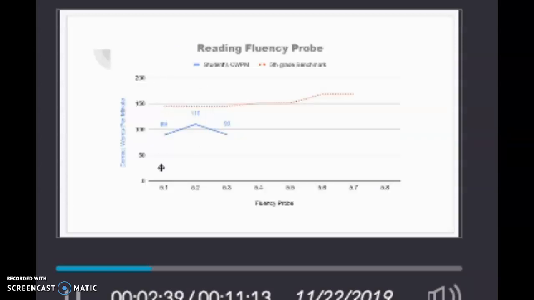Here's the graph of his data. The blue line is his performance on the probes, and the red is the 5th grade benchmark. It's 145 for fall, 151 for winter, and 168 for spring. The student was well below the 5th grade fall benchmark.